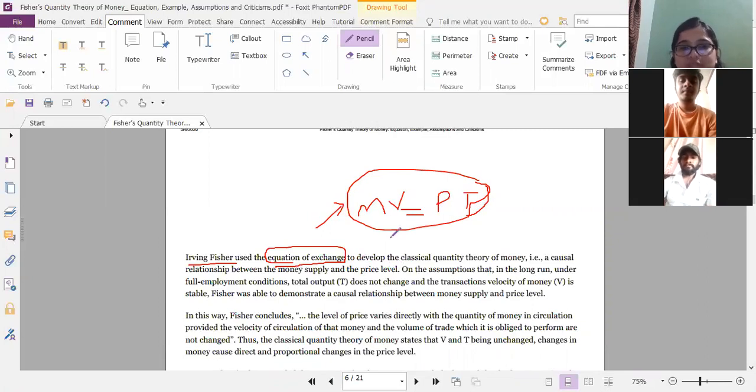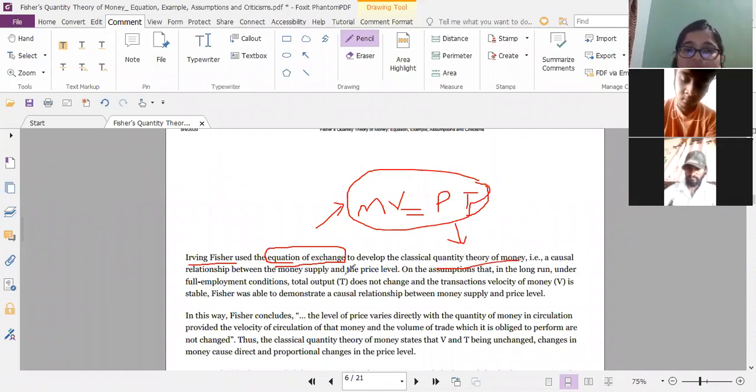So he used this equation to develop the classical quantity theory of money. This equation is used to develop this theory, the quantity theory of money. That is a causal relationship between money supply and the price level, right? On the assumption that in the long run, under full employment condition, so he has made this assumption, right?